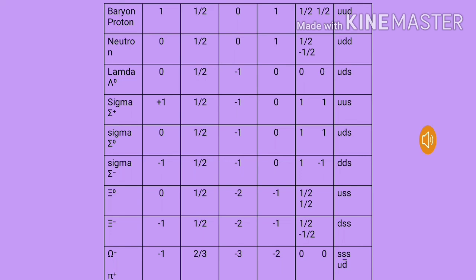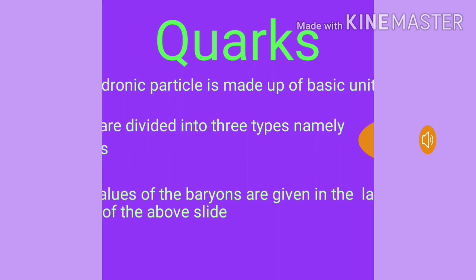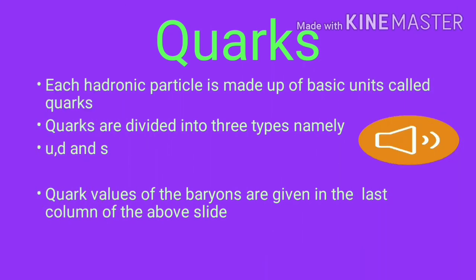In addition to these, quark values are also given in the last column. It will be asked definitely in the GATE examination. So study thoroughly. Quarks contain three types, U, D, S respectively. It is given in the slide.